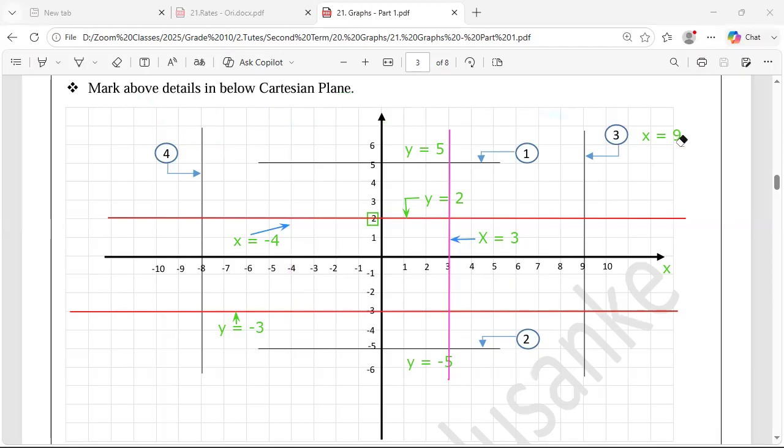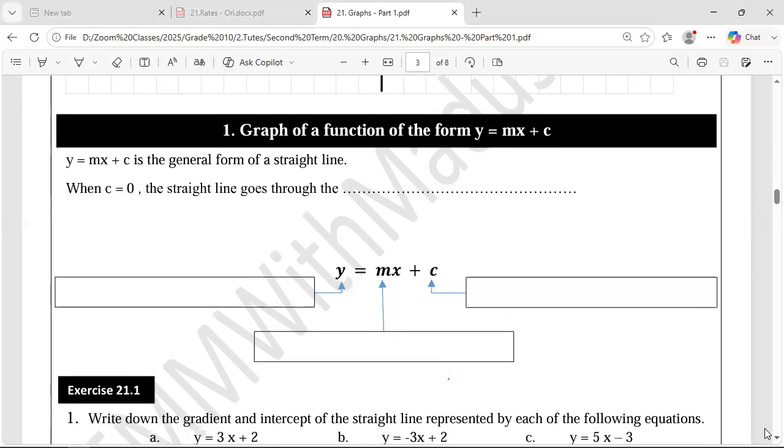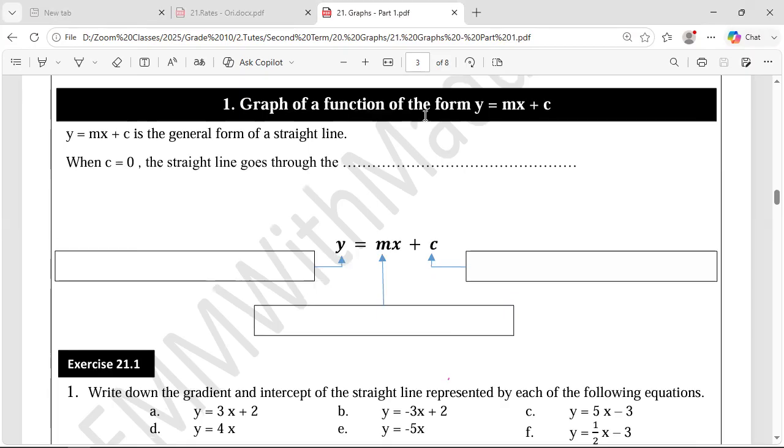I'm going to clear this. The function of the form y equals mx plus c. So this is the general form of a straight line. I told you previously, y equals mx plus c, the general form of a straight line. You need to remember this until you die.